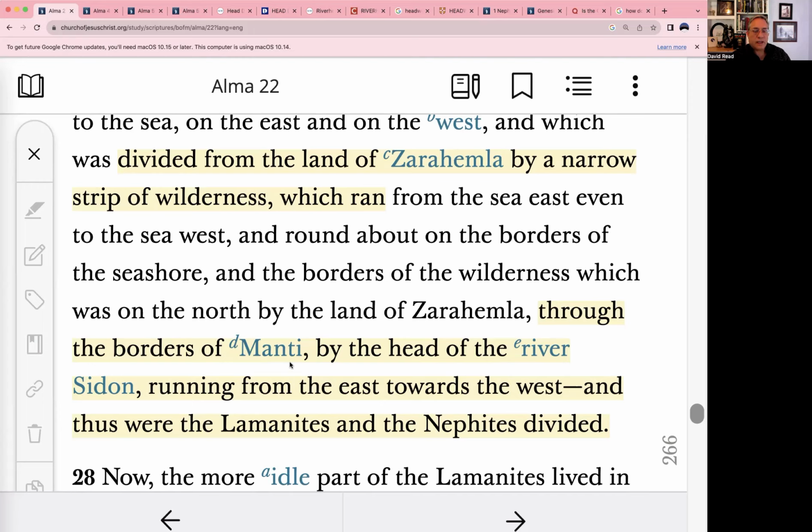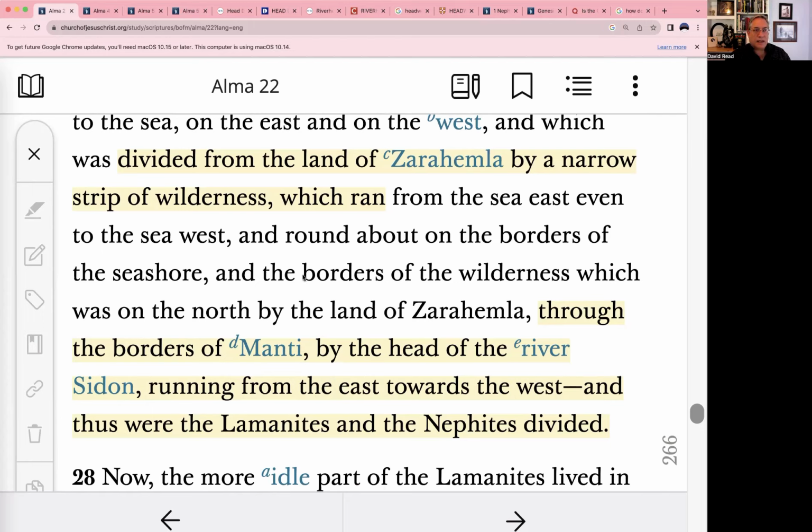We also learned that it's near the land of Manti. Now here it says running from the east towards the west, but I don't think that it means that the river was running from the east towards the west. Instead, I think that what the author is doing is sort of directing, virtually, the mind of the reader from the east towards the west. But it is a possibility as to whether this is trying to describe the flow of the river or whether it's just directing the reader. But anyway, the first thing we learn about the head of the River Sidon is that it's along that dividing line between the land of Zarahemla and the land of the Lamanites, and it's also in that wilderness and near Manti.